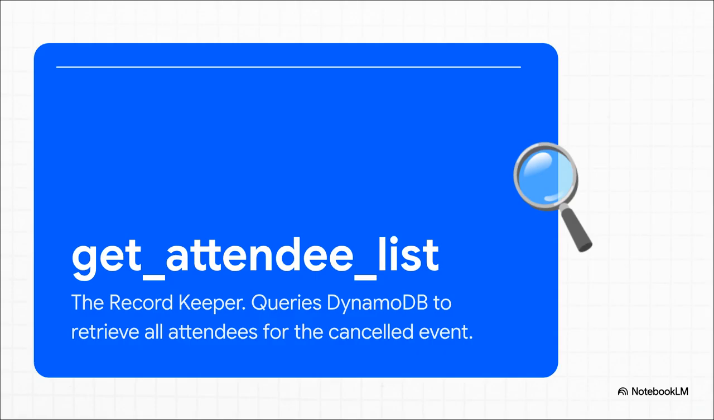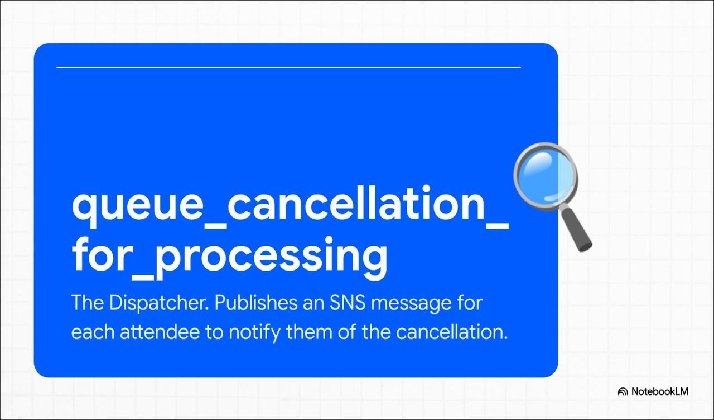This one is the record keeper. Its only job is to go straight to that filing cabinet, DynamoDB, and pull out the complete, accurate list of every single person who needs to be notified. So once it has that list, the queue cancellation for processing function takes over. This is the dispatcher. It just goes down the list one by one and creates a perfectly formatted cancellation notice for each person, making sure nobody gets missed.